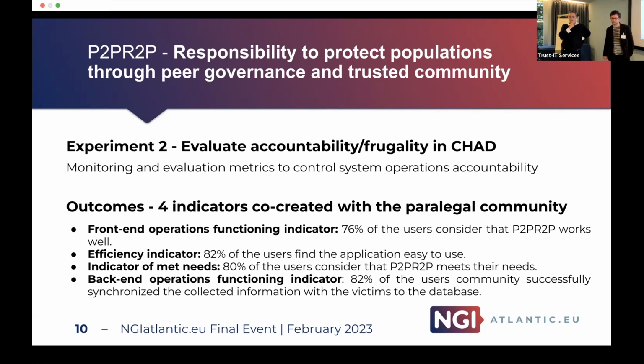And on the backend operations functioning indicator, 82% of the user community successfully synchronized the collected information. That means that they were able to put in information offline, and once they were online, synchronize it, and the information is sent through the system.